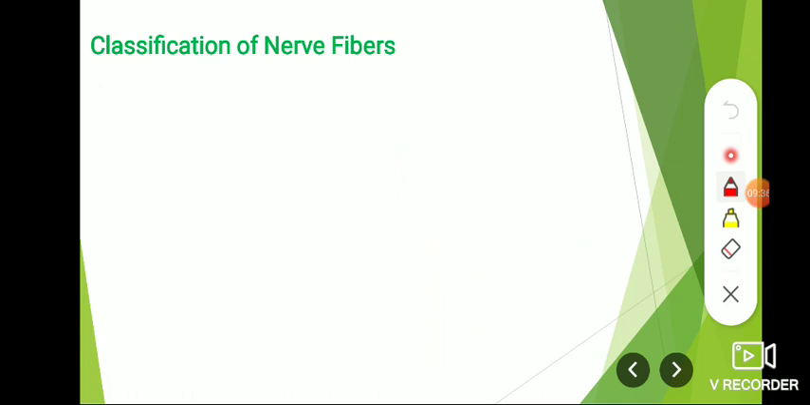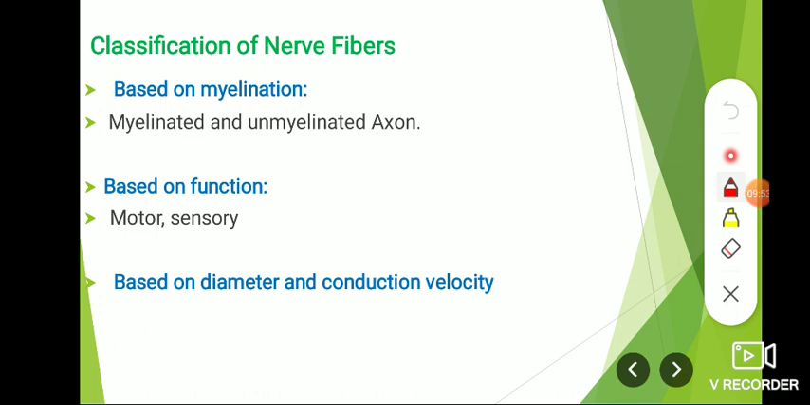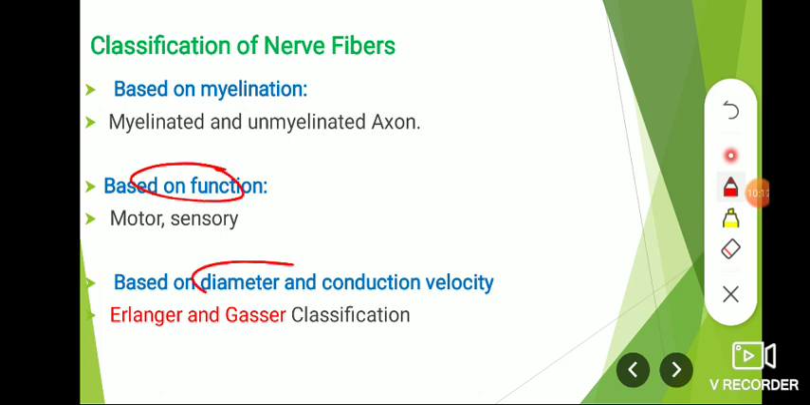Now let's study something regarding this myelin sheath. Based on the presence of myelin sheath, we classify the nerve fibers. The first classification is based on myelination: myelinated and unmyelinated axons or nerve fibers. The second is based on function: motor and sensory neurons or nerve fibers. The third is based on diameter and conduction velocity, called the Erlanger-Gasser classification. We'll study later what this is. So these are the three classifications of nerve fibers into different categories.